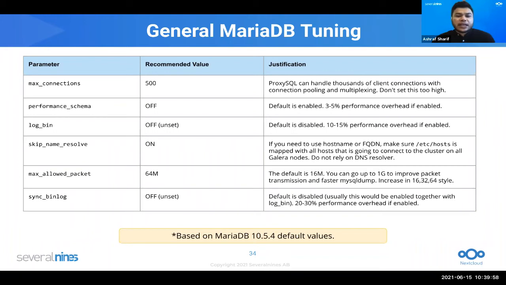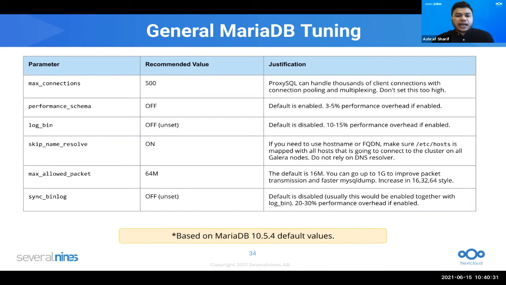It's recommended to use skip-name-resolve. Otherwise, MariaDB will need to rely on a DNS resolver to resolve the client's IP address. We have seen cases where an overloaded or unstable DNS resolver caused slowness to ProxySQL and the MariaDB server. If it is necessary to use hostname or FQDN in your environment, use the /etc/hosts mapping, which will guarantee the resolving time and make it more efficient.